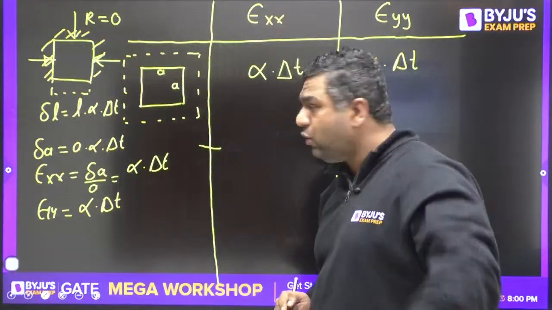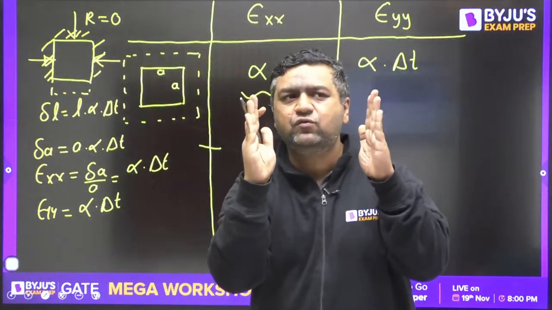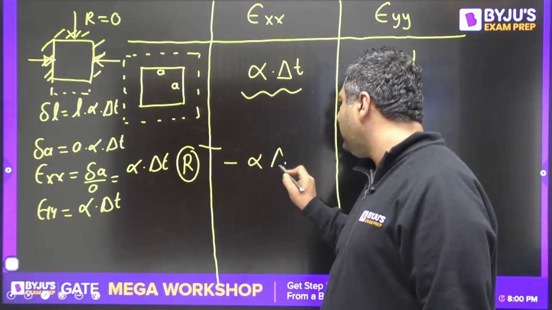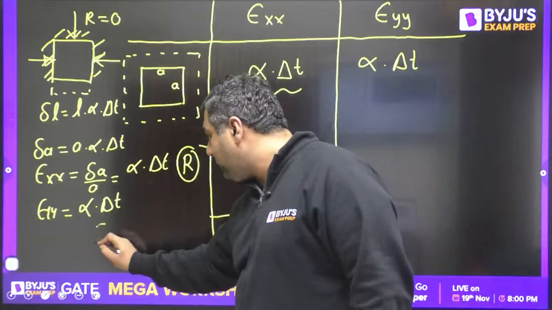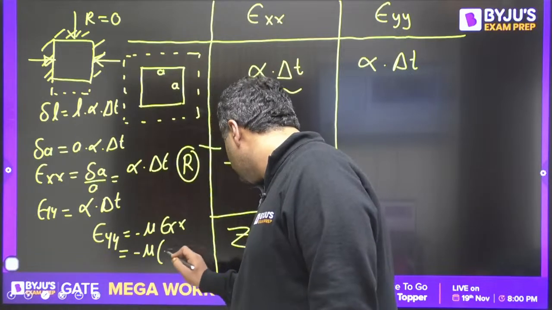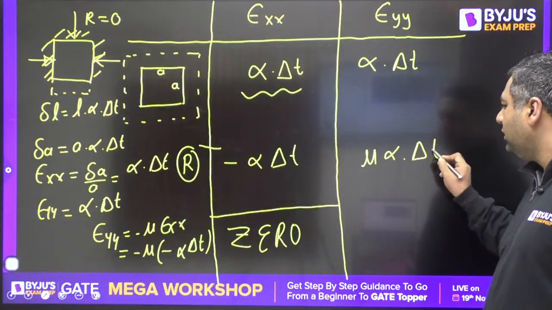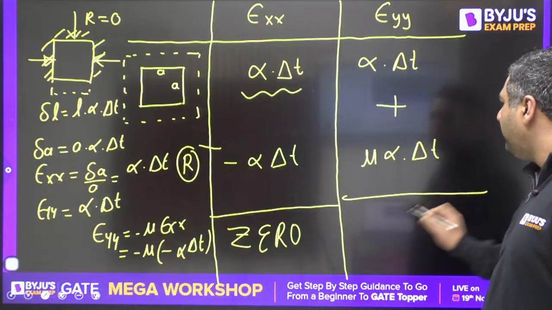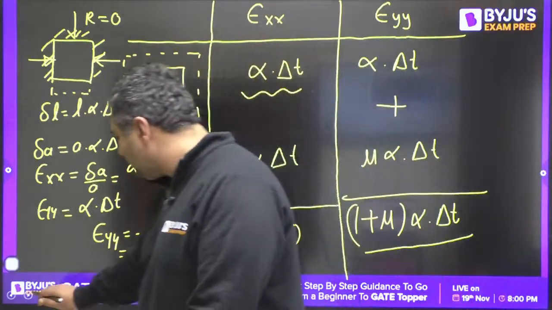So if temperature acts alone, alpha delta T would be the expansion. But when it is fixed from both sides, the net expansion in this direction would be zero. So if this is alpha delta T, because of the reaction force R here it must be minus alpha delta T, then only you would have the net zero out of these two. And you have studied that epsilon YY is given as minus mu times epsilon XX, which will be minus mu times minus alpha delta T. So it comes out to be mu times alpha delta T. Lateral is mu times longitudinal. So when you add these two, you have (1 plus mu) alpha delta T. I feel everybody understood, those who know the concept of thermal stresses.